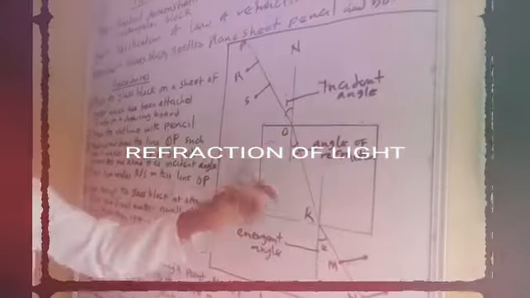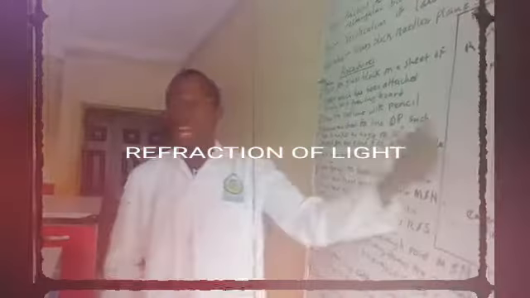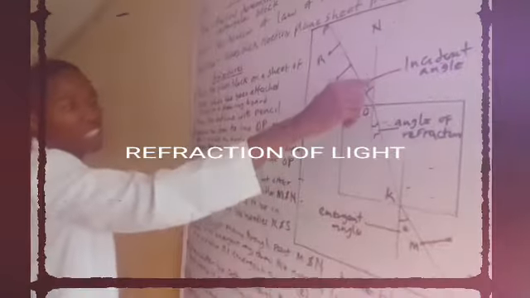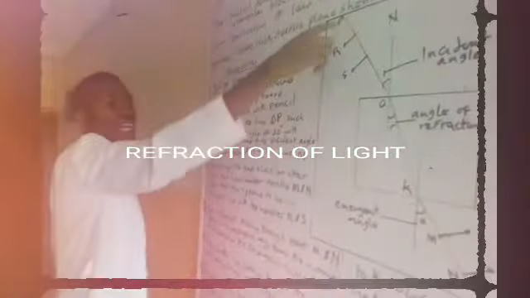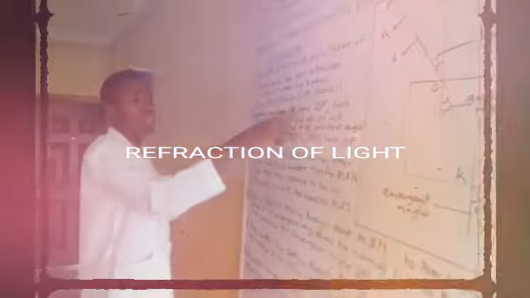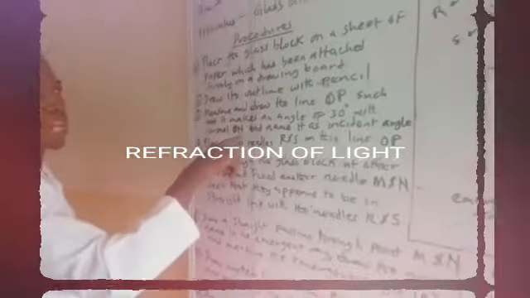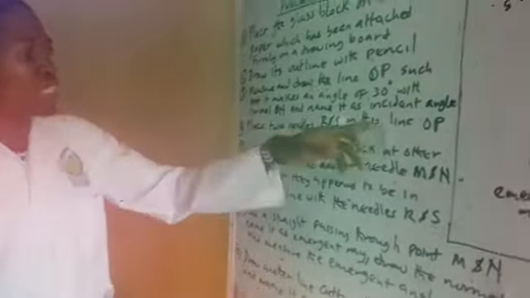So the first thing to do is this: you draw your normal line first. Then you use your protractor to measure an angle of 30 degrees. Are you getting me now? After you have measured it, you mark it and draw the line, such that this space is 30 degrees. Then you label this line OP. That's what I mean by drawing the line OP such that it makes an angle of 30 degrees with the normal. The normal is a straight line. And after that, name it as the incident ray.